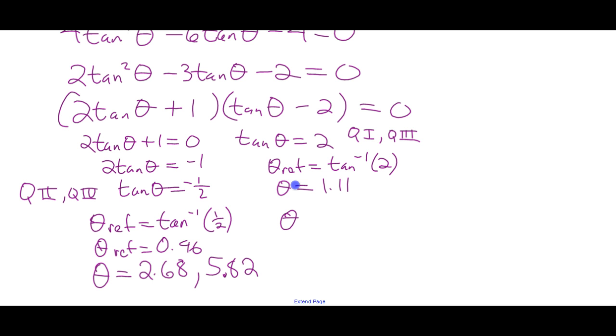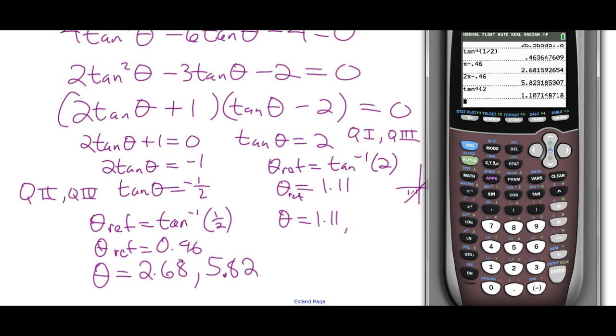So that's theta ref. So theta is 1.11. Theta is 1.11, and where are we? Q1 and Q3. So what do I do to this? Just add pi, right? 4.25.